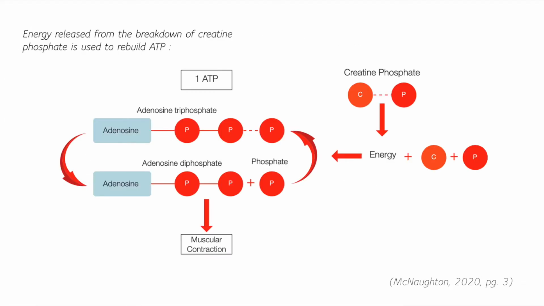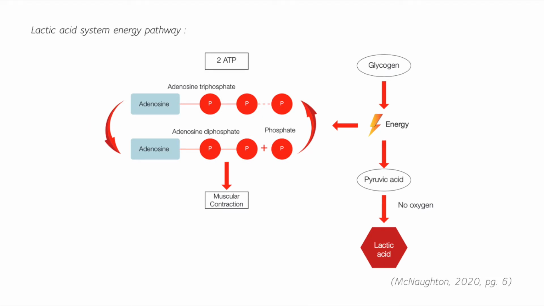Phosphocreatine is used as energy substrate to resynthesize ATP during maximal intensity exercise conditions lasting 0 to 10 seconds, which is the ATP-CP system. The lactic acid system becomes predominant after phosphocreatine has been depleted, utilizing glycogen as the energy substrate to resynthesize ATP for repeated high-intensity efforts for approximately 10 seconds to 2 minutes.